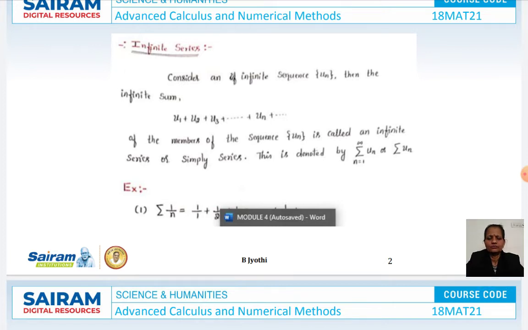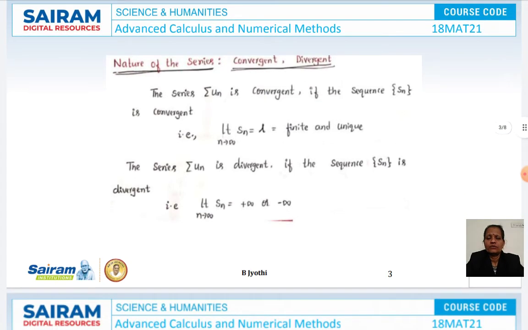First, let us know what an infinite series is. Consider an infinite sequence un. Then the infinite sum u1 plus u2 plus etc. plus un of the members of the sequence is called an infinite series, or simply a series, and this is denoted by summation un. Let us see the example. Summation 1 upon n is equal to 1 upon 1 plus 1 upon 2 plus etc. This is the example.